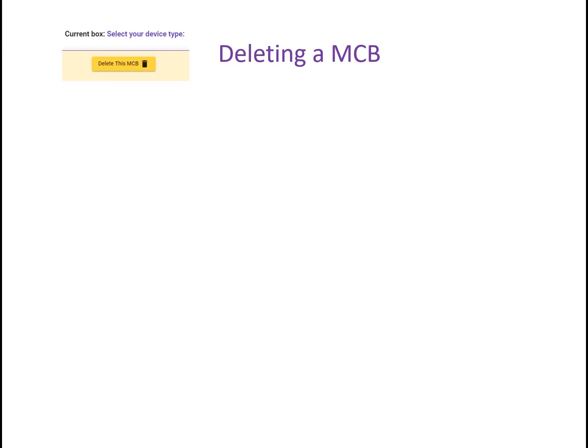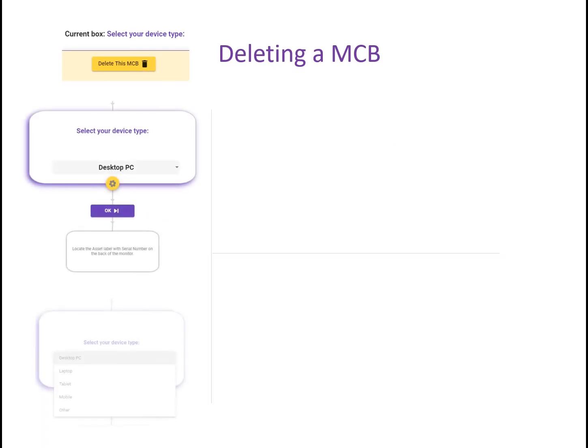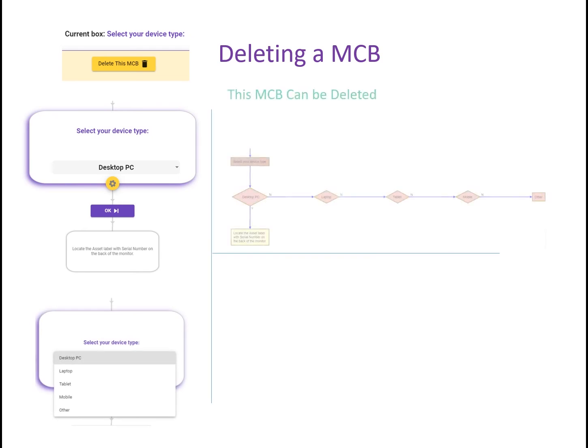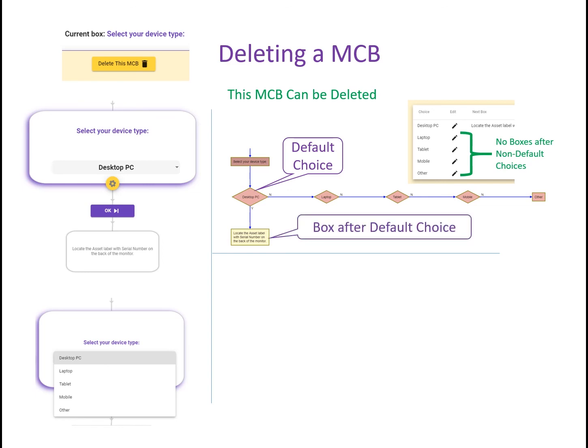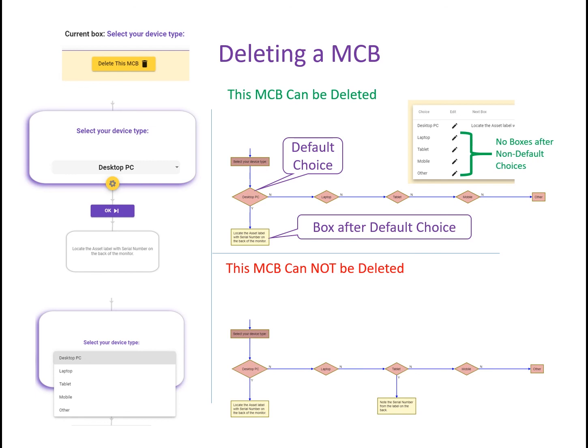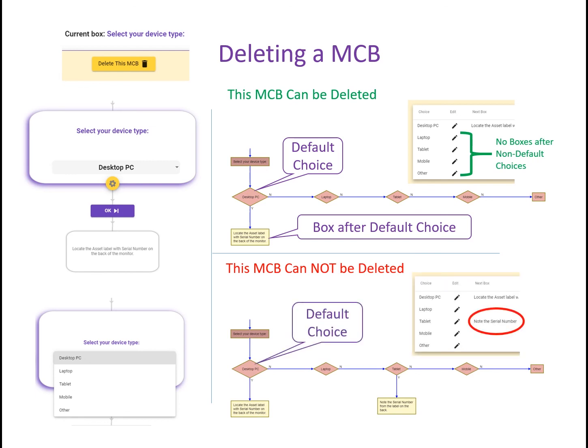Deleting a multiple choice box also needs careful consideration. An MCB box can only be deleted when there are no boxes connected after all of the choices except the default choice. In other words, say you have a situation like this, where the default choice has a connected box and at least one more choice has a box connected after it. In this case, you will have to delete the box after all non-default choices first, and only then will you be able to delete the MCB.